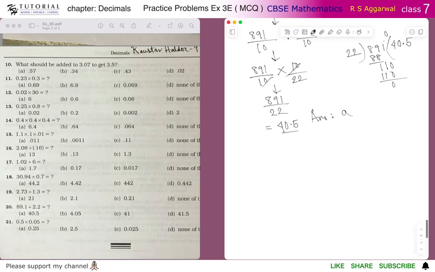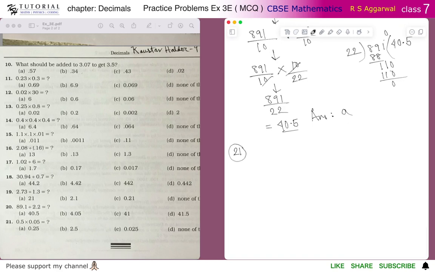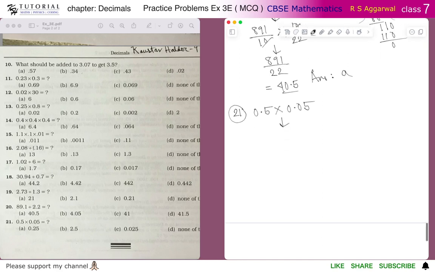Okay, let's do the last problem, the final one. It says 0.5 multiplied by 0.05. So let's first convert the decimal numbers to decimal fractions. It becomes 5 by 10 multiplied by 5 by 100.